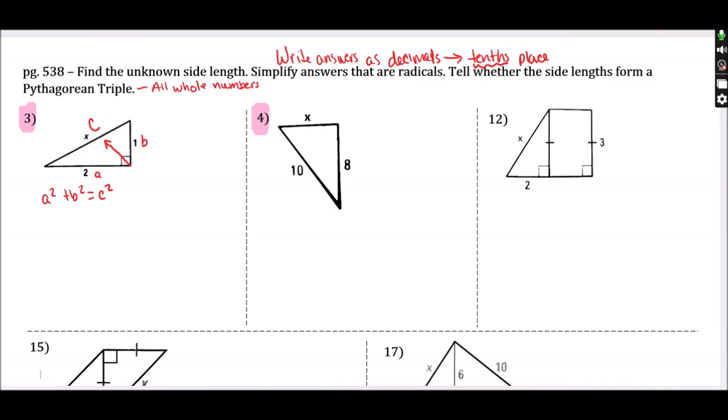So I want you to do 3 and 4. So we're going to pause the video, do 3 and 4, and then we're going to talk a little bit on 12 before we move on. Okay, so do 3 and 4 right now. You can work with your shoulder partner.